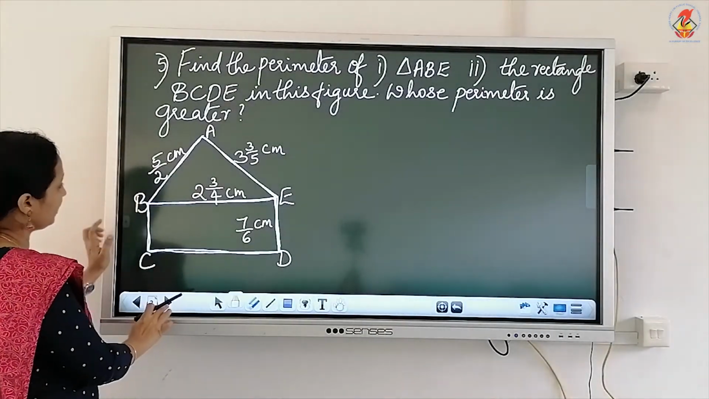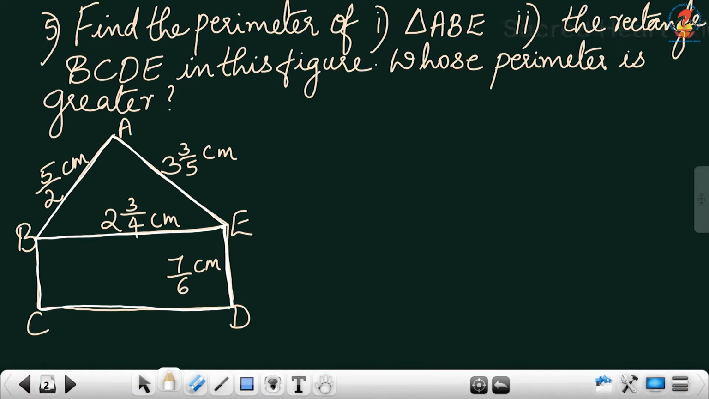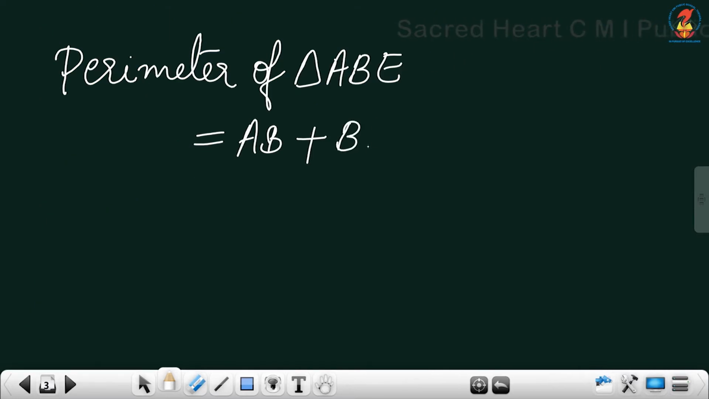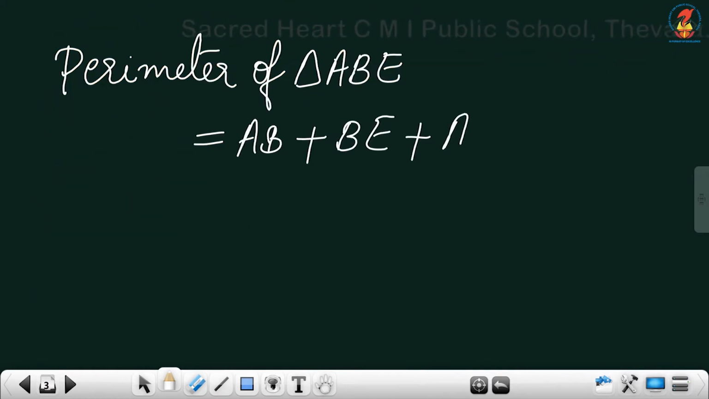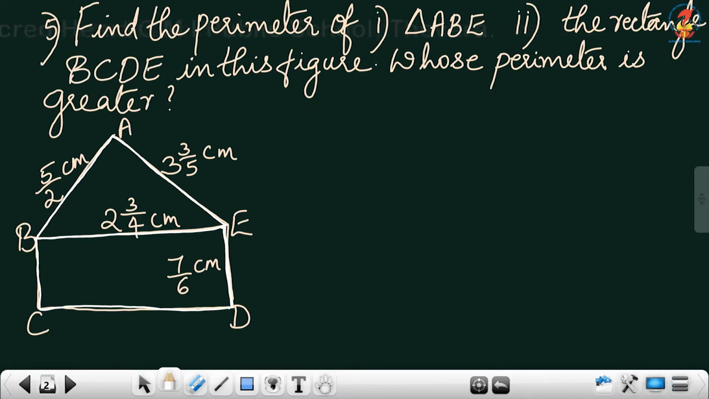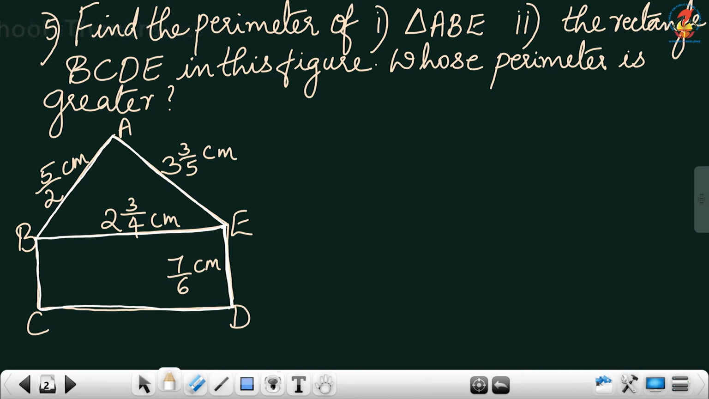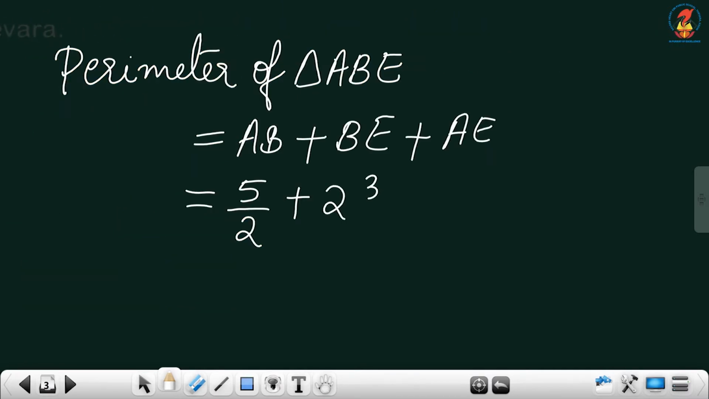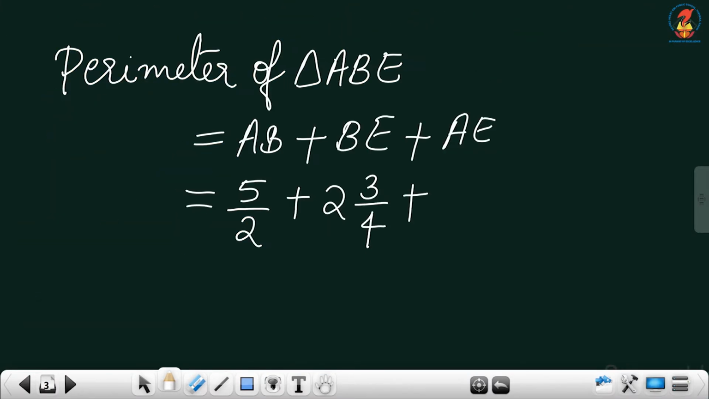So what all numbers are given there? Here we can write AB plus what is the next side? BE plus which is the third side? AE. Now look at the measure. What is the measure of AB? AB is 5 by 2 centimeter. 5 by 2 centimeter plus what is BE? BE is 2 3 by 4, plus what is AE? 3 by 5.